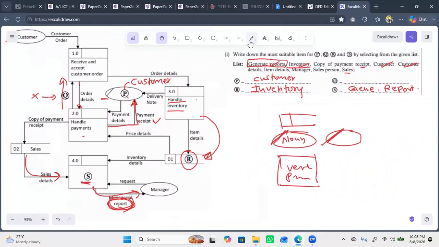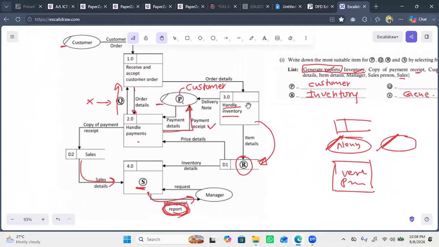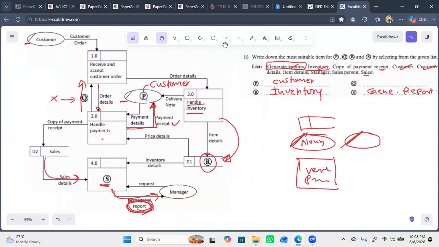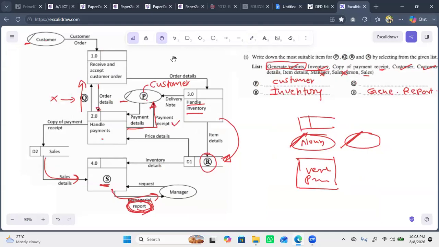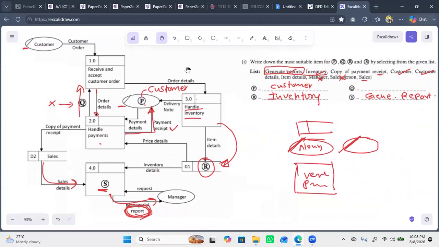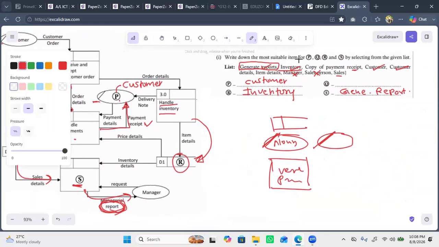Let's see. Item details. Order details, item details, vendor... but item details is already here, and the copy of the payment receipt is also already here. Okay, manager is an entity, so you can't take it. Salesperson is also an entity, you can't take it. Sales: usually we give that to a data store. It's plural. See, plural ones usually we give to a data store for sure. It's a data store. You can't take it.